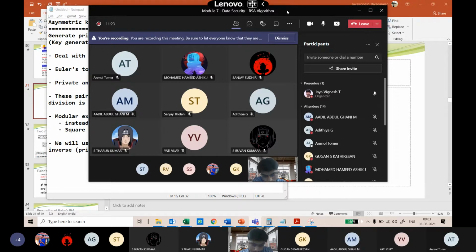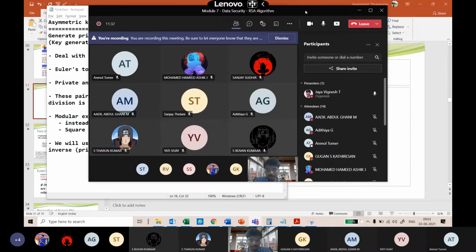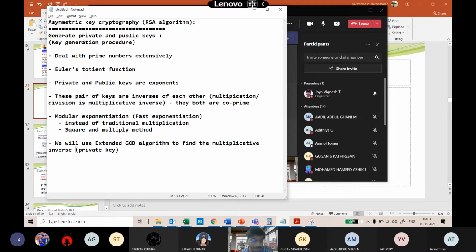For that, we have to find the inverse of that value, the multiplicative inverse. So I'm going to use the extended GCD algorithm. GCD stands for greatest common divisor. Extended GCD is, I'm sorry, it's actually the extended Euclid's algorithm.